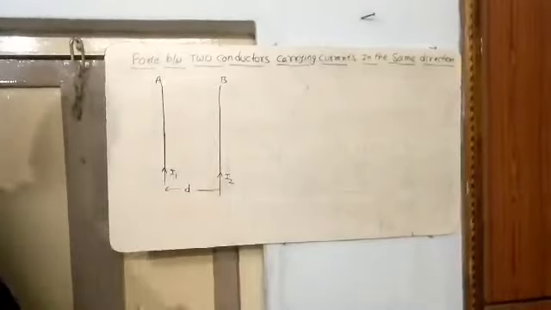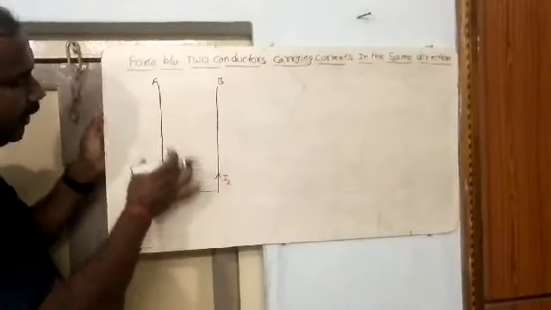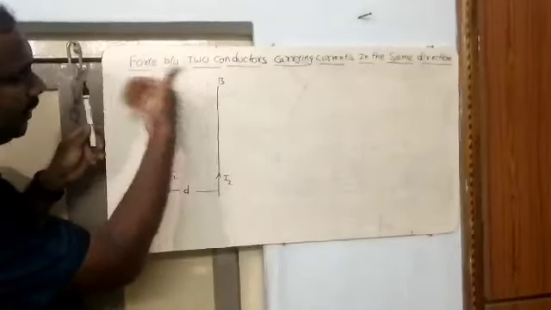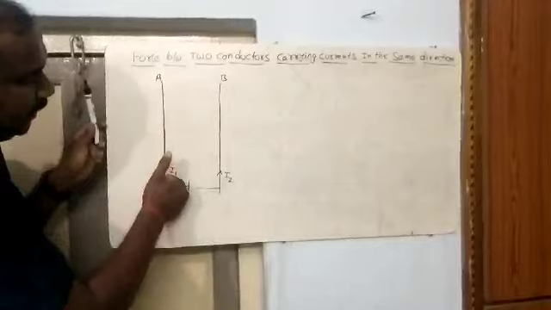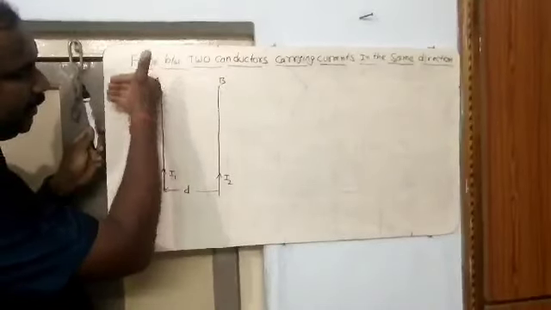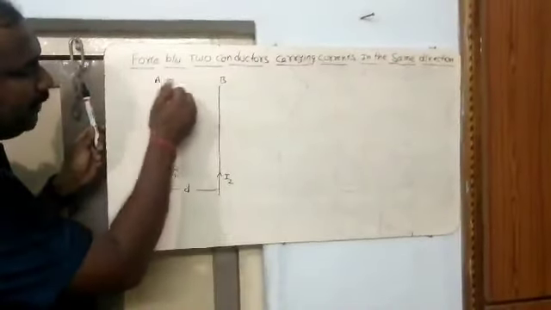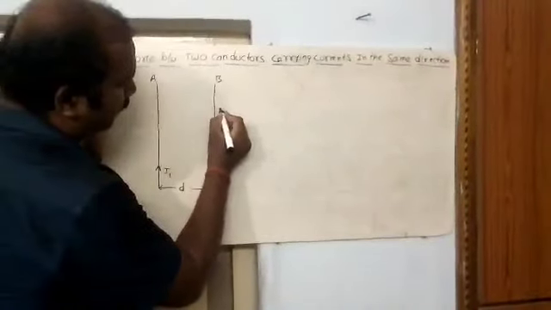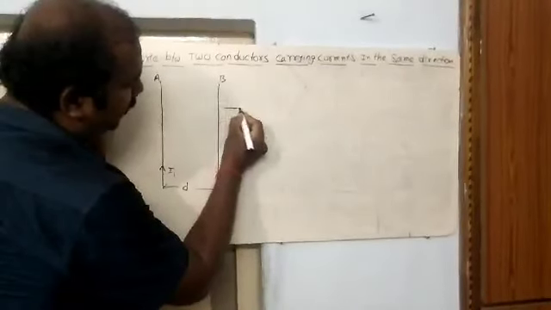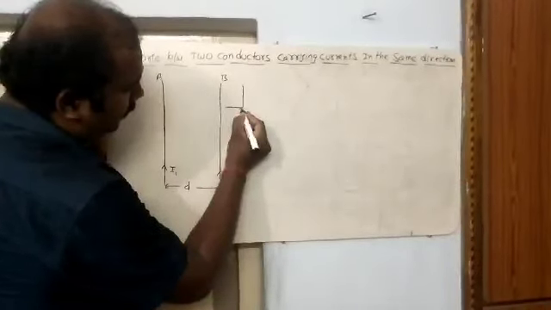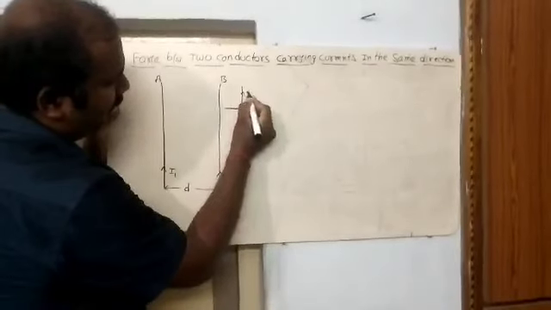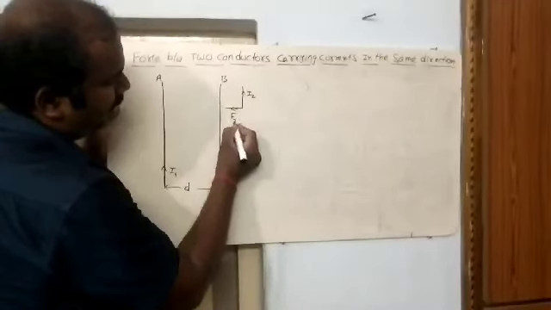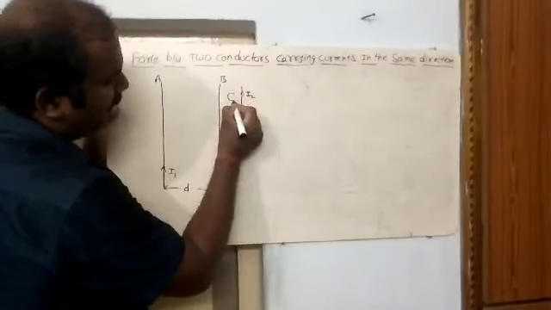Now, if the current I1 is passing through this conductor, it creates a magnetic field, and that magnetic field is acting on the conductor B. Now here you see, this is the direction of current I2, and this is the force which is acting, and this is the magnetic field.